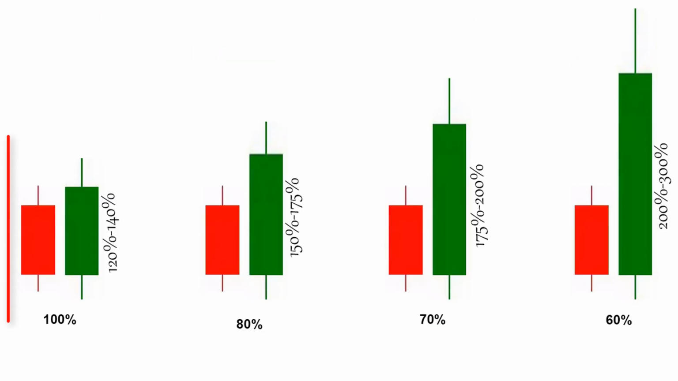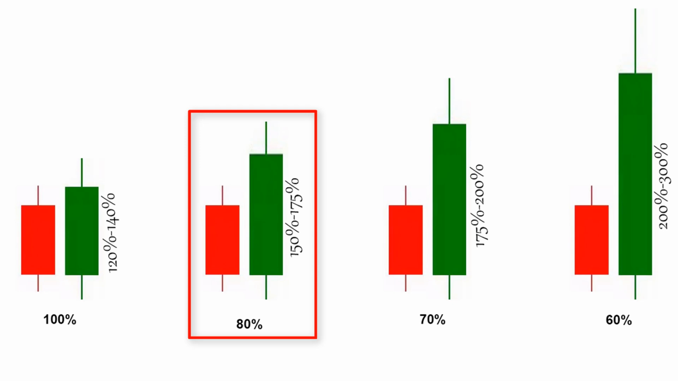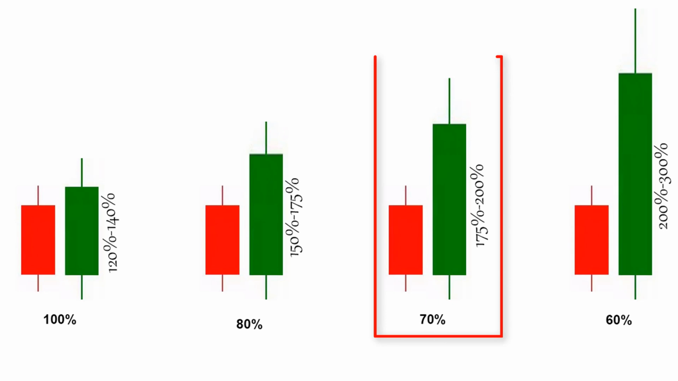In this picture, it is 100% perfect because compared to the red candle, the green candle is between 120% and 140%. The green candle here is slightly larger, between 150% and 175%, so the success rate of this pattern is about 80%. Here it is 175 to 200% compared to red, so the success rate of this pattern is about 70%.